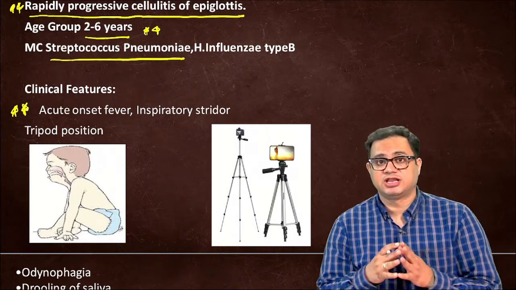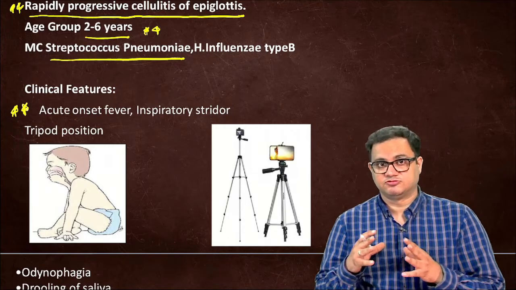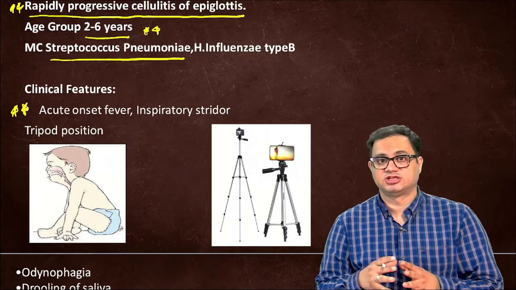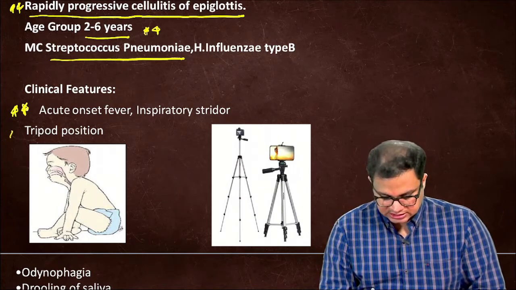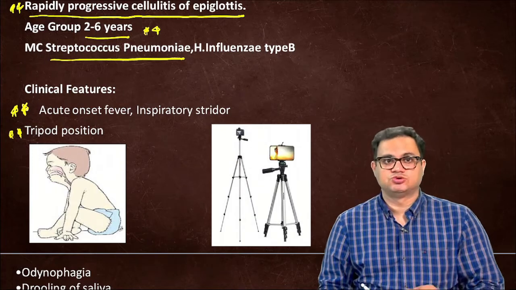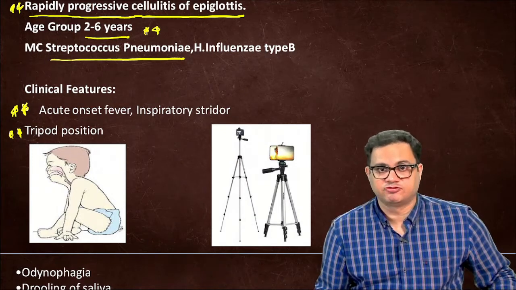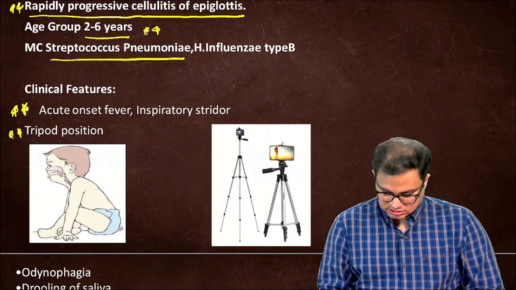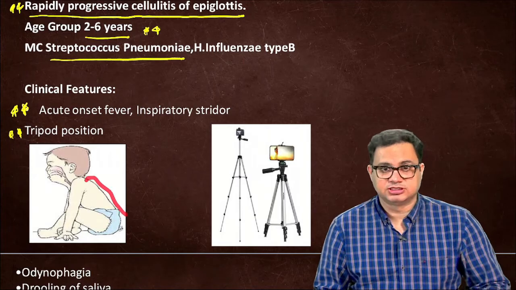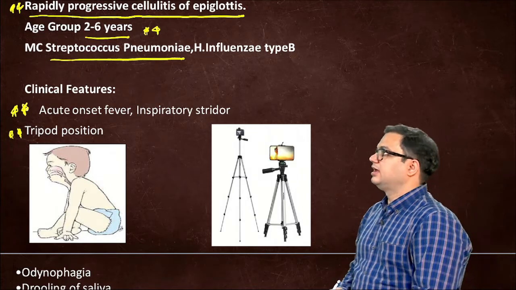So the patient will have an inspiratory stridor. There will be respiratory obstruction. The child will typically present to you in a tripod position. The child will be holding the edges of the bed and sitting like this, leaning forward and holding his neck like this.